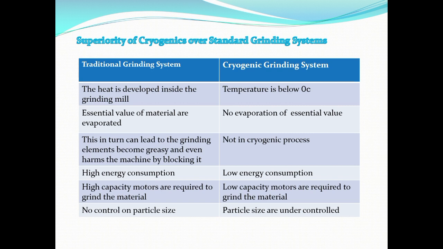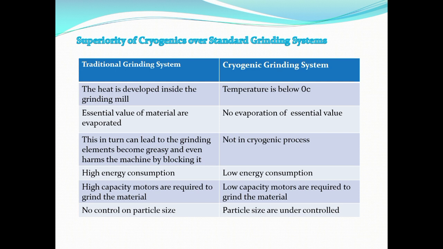Superiority of cryogenics over standard grinding system. Traditional grinding system and cryogenic grinding system. The heat is developed inside the grinding mill. The temperature is below 0 degrees Celsius. Essential volatile components of the material are evaporated. No evaporation of essential volatiles. This in turn can lead to grinding elements becoming greasy and even harms the machine by blocking it.